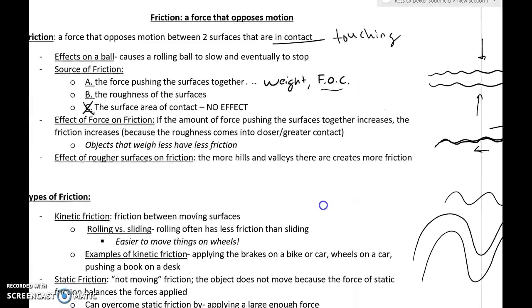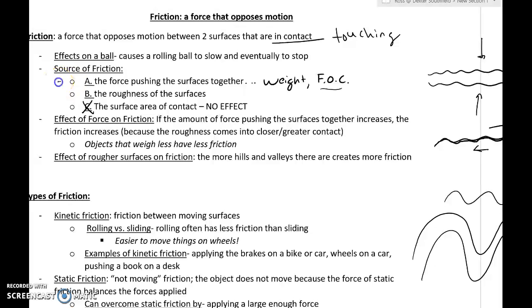So when we're looking at these two sources, force of contact is how hard you push the surfaces together. The harder you push them together, the more that those hills and valleys are going to come into contact with each other, the more they're going to rub against each other, and the more friction you have. Here, the bigger you make those hills and valleys, the bigger you make the bumps, the rougher that surface, therefore the more friction will occur.